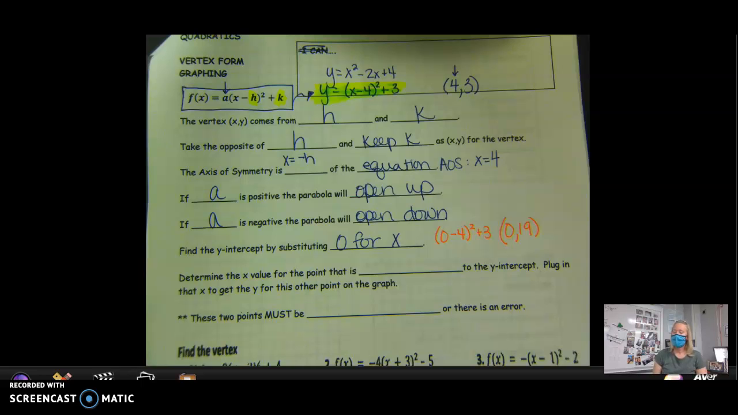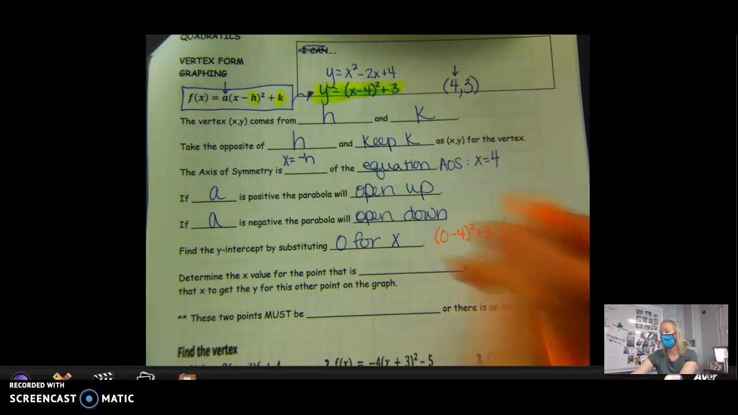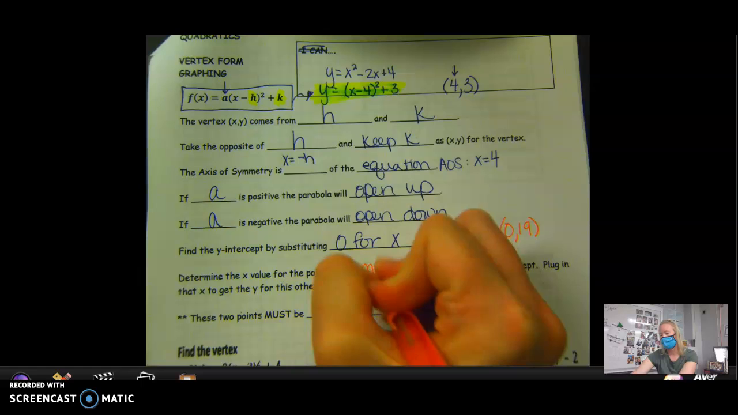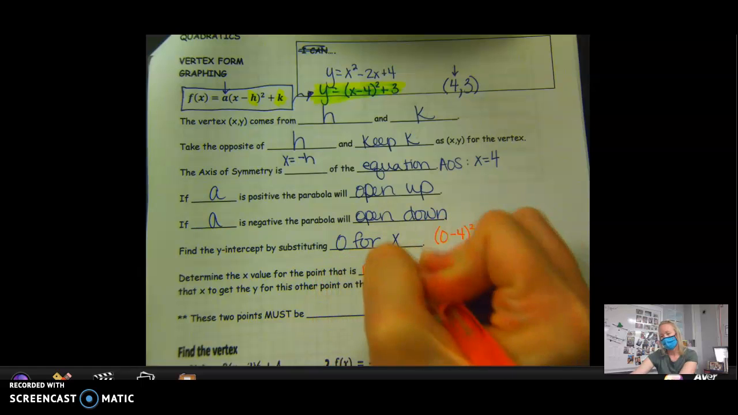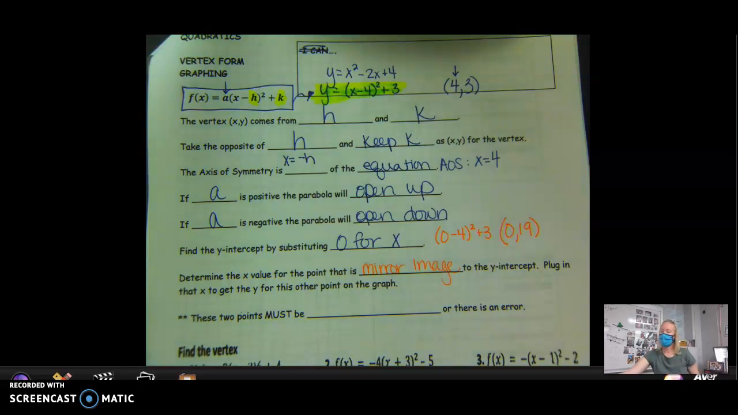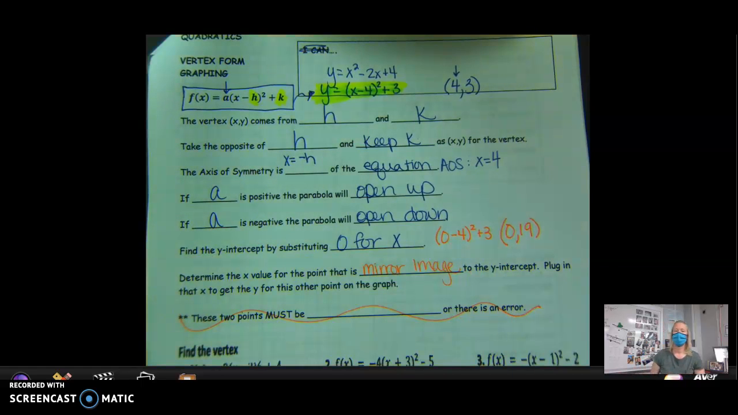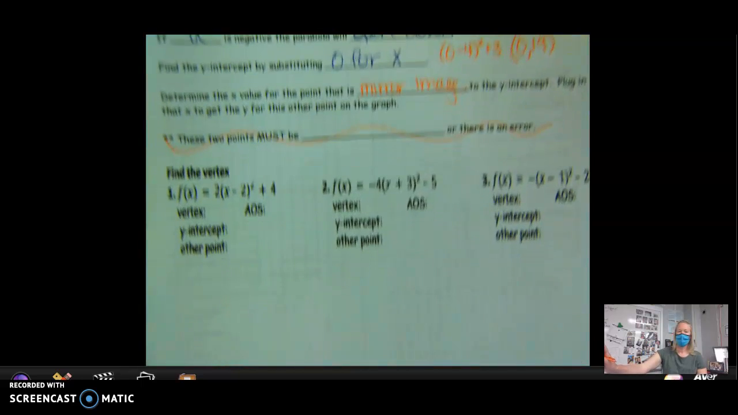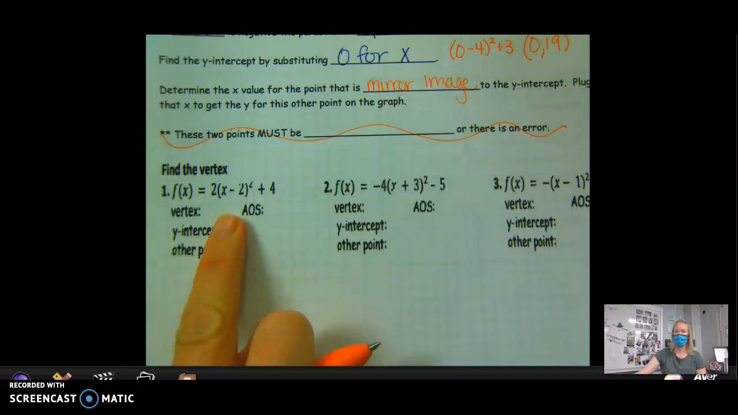You're going to determine the x value for the point that is equidistant to the y-intercept, so mirrored image. You're going to plug in x to get the y for your other point on the graph. These 2 points, don't worry about this. Okay, we're going to try some of these. That's a lot of verbiage, a lot of words, but we need to actually try it to make sure we understand, right? So here is my equation in vertex form.